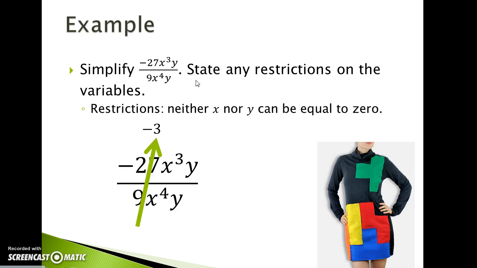So negative 27 and 9 reduces to negative 3. Since 27 is on the top, the 3 will be on the top. X cubed over x to the 4th reduces to x. Since the x to the 4th is on the bottom, the leftover x will be on the bottom. And y over y will cancel out. You can think of it as being equal to 1. It doesn't really matter in the final answer. Negative 3 times 1, or just negative 3 since the y's canceled, is negative 3. On the bottom, x. We can check the restrictions again. Up here we already knew that x couldn't be 0. X still can't be 0, so we have no new restrictions.